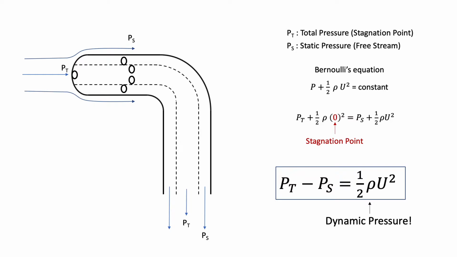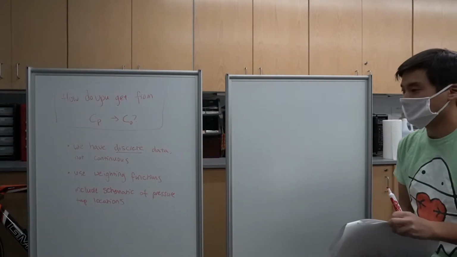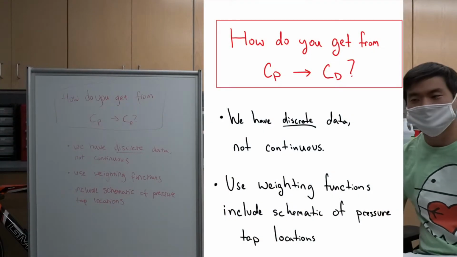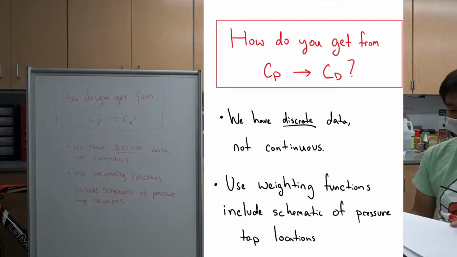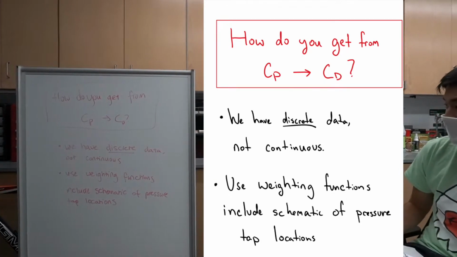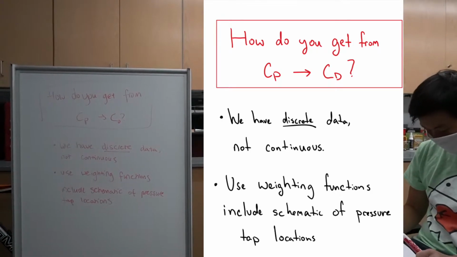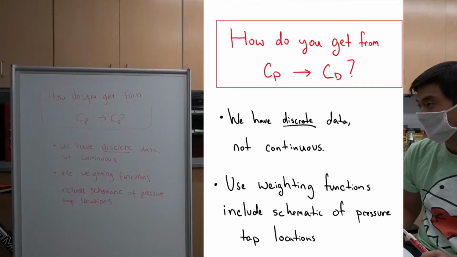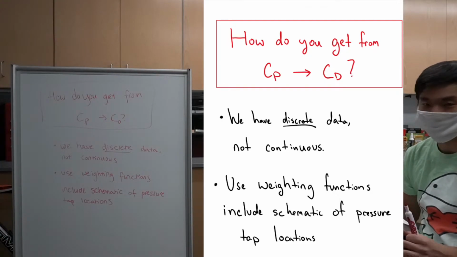From Bernoulli's equation, we know that PT minus PS is going to be equal to half rho u squared, which is the dynamic pressure. So ultimately in this lab, what we care about is the drag, but obviously we're not measuring the drag, we're measuring the pressures and then getting the drag from the pressures. So in your lab report, you're going to have to talk about how you get to drag from the pressures. To begin with that, you're going to talk about pressure coefficient, because what we measure is the pressure at that location, the static pressure, and the total pressure.